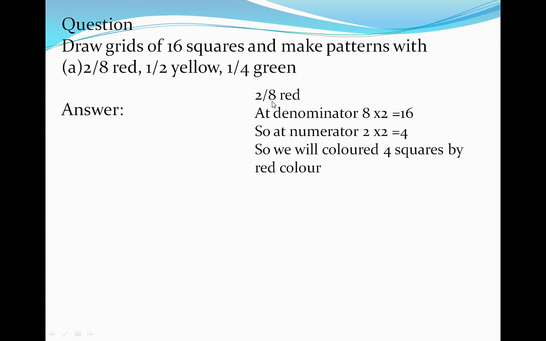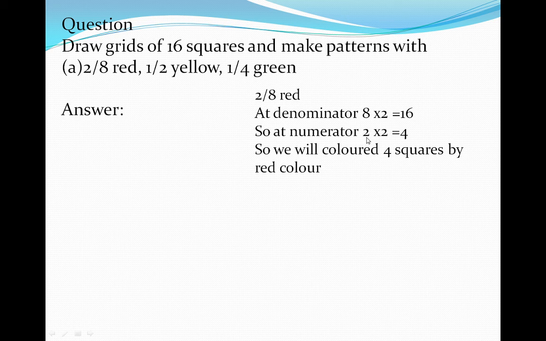So we know that 16 comes in the table of 8. So if we multiply this 8 by 2, we get 16. So look at here. At the denominator, 8 into 2 is equal to 16. And if I multiply by 2 at the denominator side, we have to multiply by 2 at the numerator side also. So at the numerator, there is the number 2.